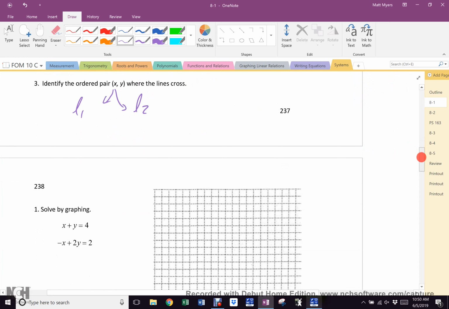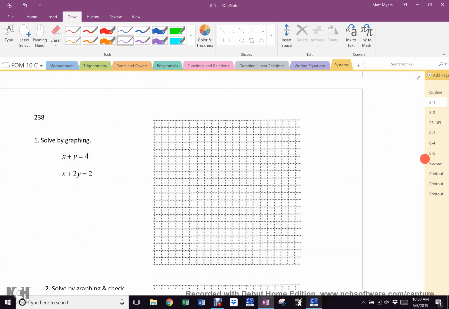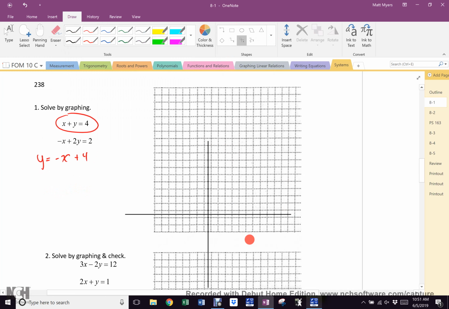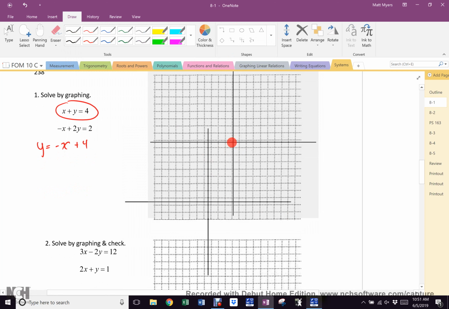Turn the page over. Solve by graphing. All right, I'll do this one in red. First step was put it in slope-intercept form, right? So what has to move? x. y equals negative x plus 4. Could I graph that? Okay, how would I graph that? The x-intercept of 4, the y-intercept of 4.